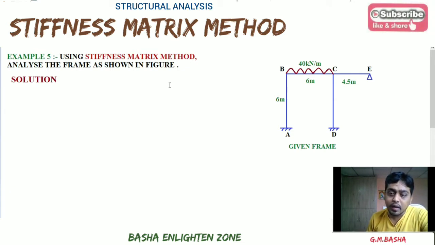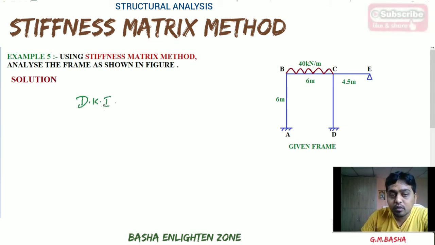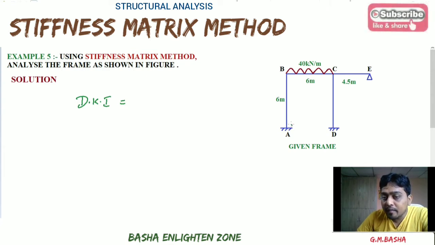So what is our first step? Our first step is to find the degree of kinematic indeterminacy. So here in the stiffness matrix method, our basic unknowns are the displacements. For that, we are going to find the degree of kinematic indeterminacy. See here how many degrees of freedom for this frame. So degree of kinematic indeterminacy will be equal to... So at end A and at end D are fixed. Therefore, here it will be 0 degree of freedom.